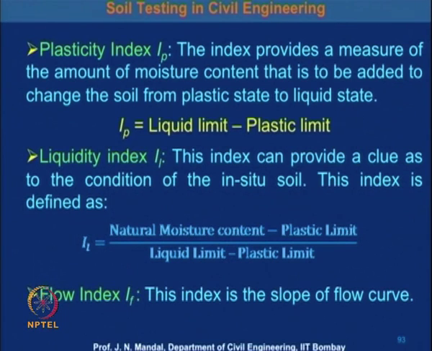Then there are certain terms, which you call the plasticity index. The index provides a measure of the amount of moisture content that is to be added to change the soil from plastic state to liquid state. That means plasticity index is equal to liquid limit minus plastic limit. So, if you can determine the liquid limit and the plastic limit, you can determine the plasticity index.